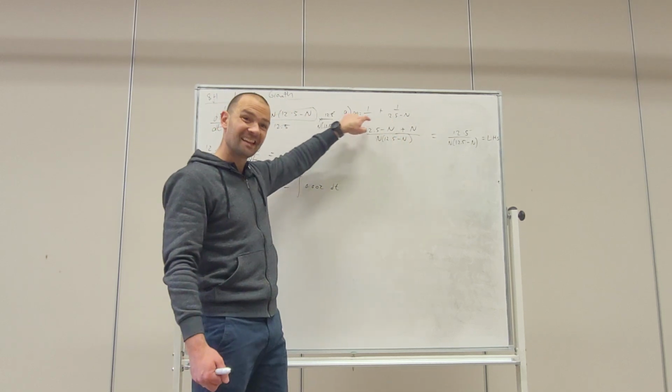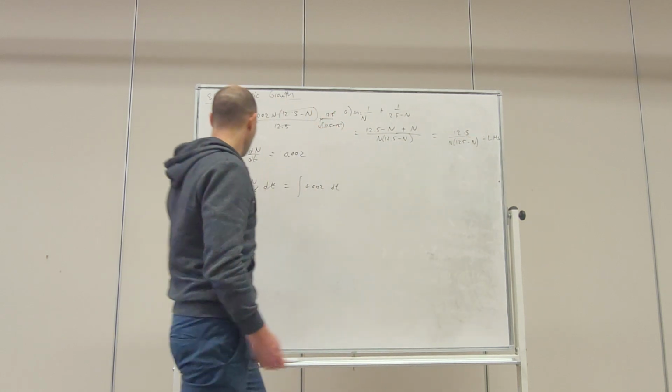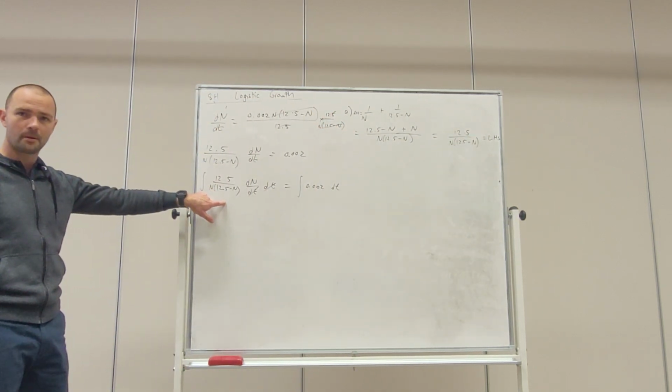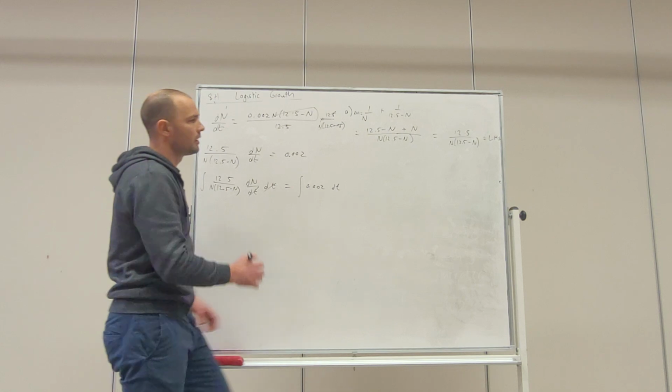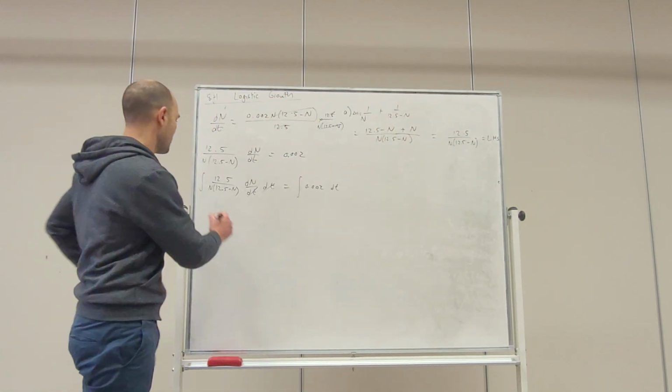And we can integrate both of those components separately rather than this combined component. So I'm going to first split it up. Okay, I'm going to perform the substitution. 12.5 on n times 12.5 take n is equal to this. So let's write that up here.